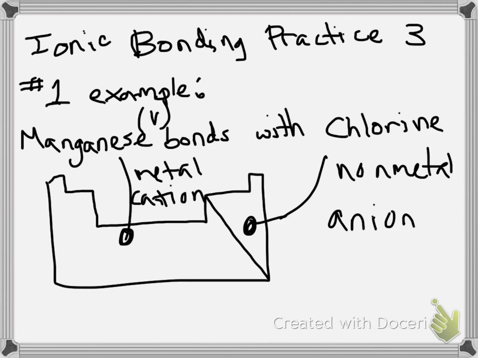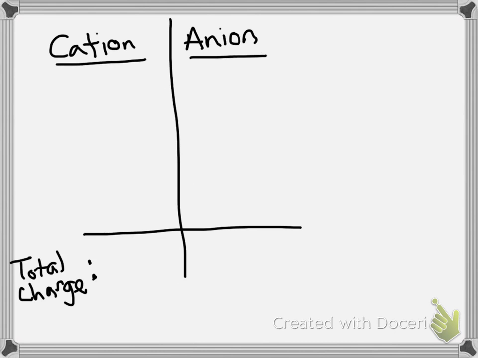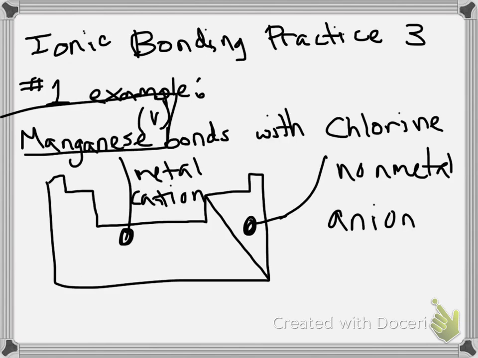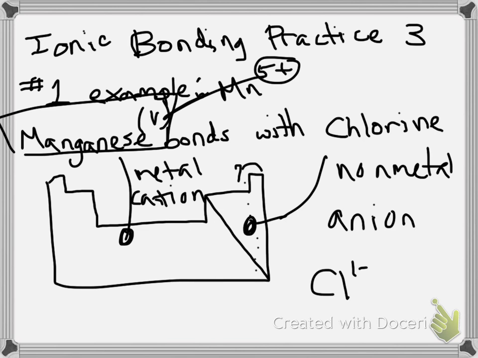So now that we have that determined, we can make our chart. We are splitting up our cation and our anion. In this case, our cation is manganese 5. That means Mn has a 5 positive charge. That charge comes right from that Roman numeral. And our anion will be chlorine. According to the periodic table, chlorine has 7 valence electrons, which means it needs to gain 1 more. So chlorine will have a -1 charge.